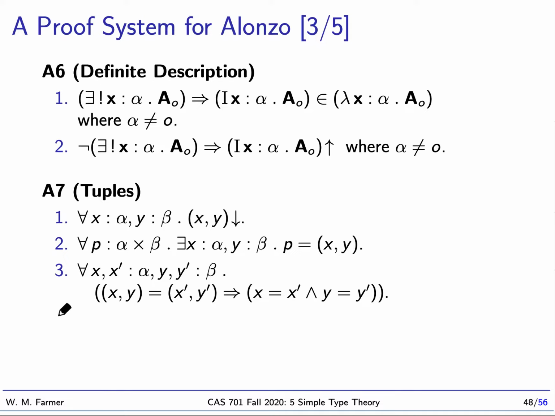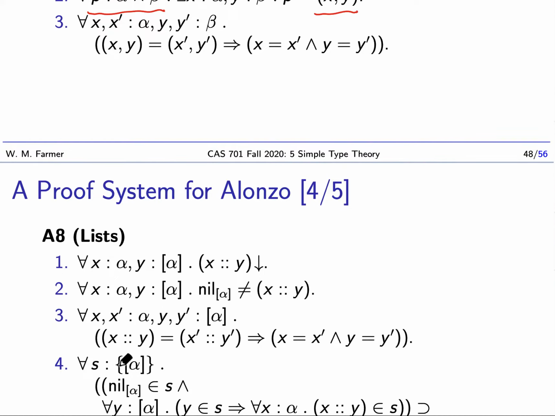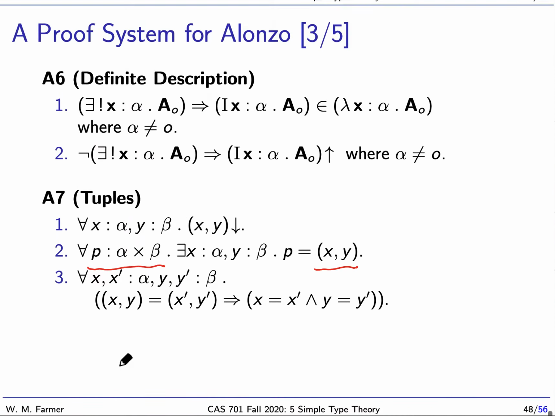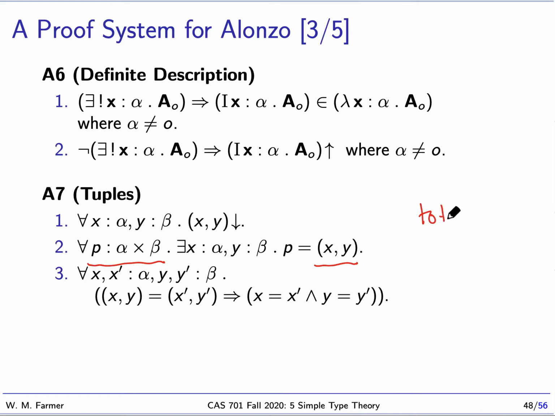Now for tuples, what we need is that the first says that our pairing operation is always defined. The second says that all members of alpha cross beta will be a pair, will be something we can get by forming a pair. And the third says the pairing operation is injective. If you think a moment about what these are saying, this is saying we have total, this is saying we have surjective, and this is saying we have injective. So these axioms say that there's a bijection between this and the things that we can form as pairs.